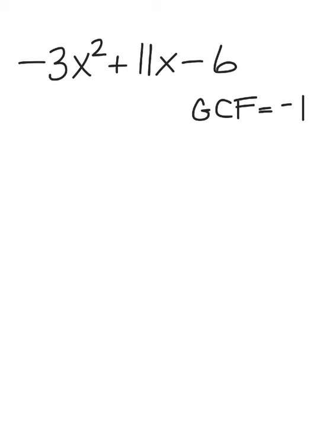So when I pull out the negative 1, I have left 3x squared minus 11x plus 6. So basically all the signs of each term changed. Now that negative 1 is super important for the answer, so don't forget that one.